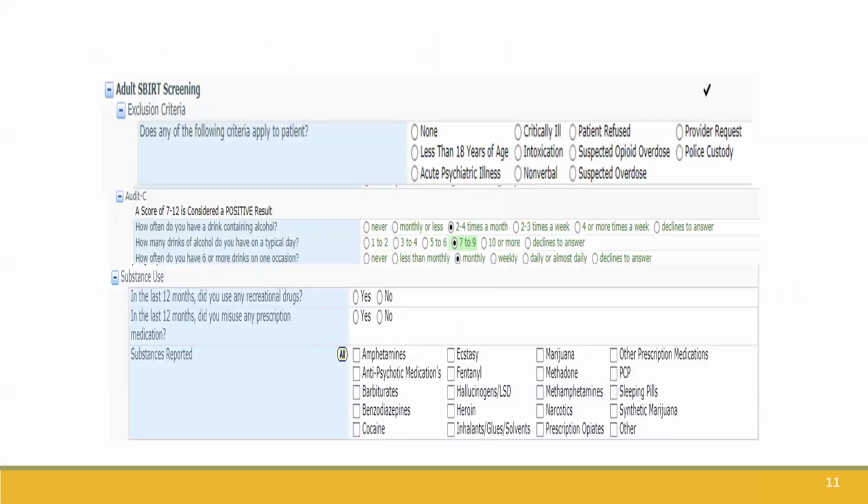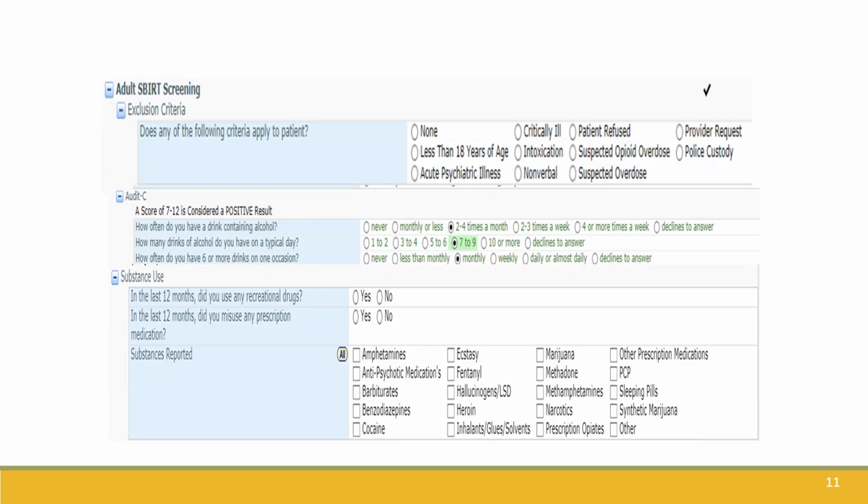Here you see displayed a screenshot of the full screening. It begins with the exclusion criteria, which we just covered. Next up are the audit C questions. These are 3 questions focused on understanding patients' risk level as it relates to alcohol consumption. These questions should be read exactly as they're written. This is a validated screening tool, so if there's any deviation in language when these questions are being asked, it invalidates the screening tool. So nursing, please make sure you're asking the questions as they are written.